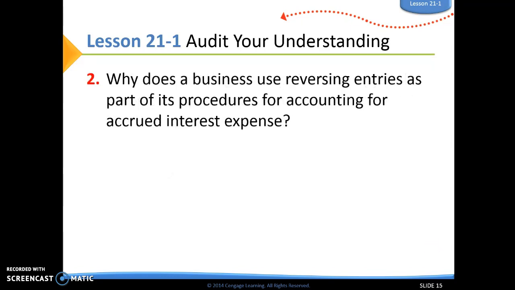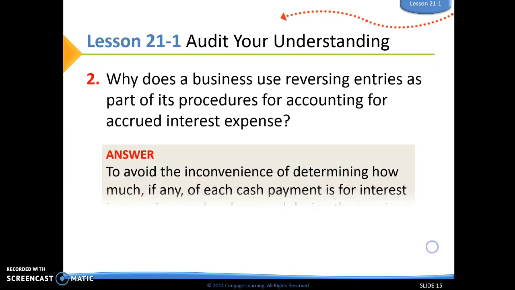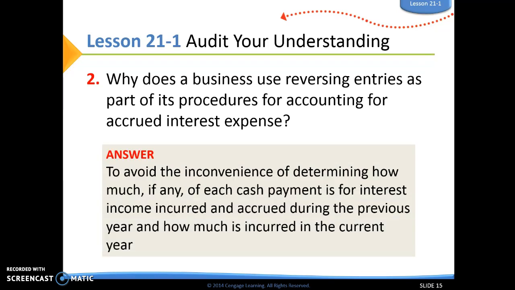Number two, why does a business use reversing entries as part of its procedures for accounting for accrued interest expense? Remember, reversing entries are not required. So why would a business use them? They use them to avoid the inconvenience of determining how much, if any, of each cash payment is for interest income incurred and accrued during the previous year, and how much is incurred in the current year.